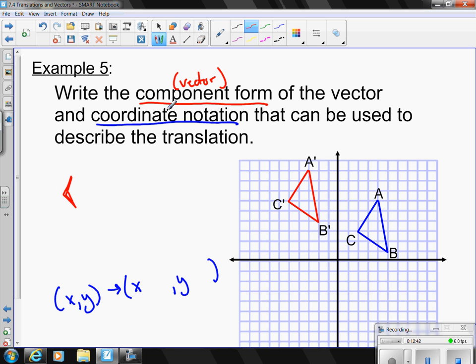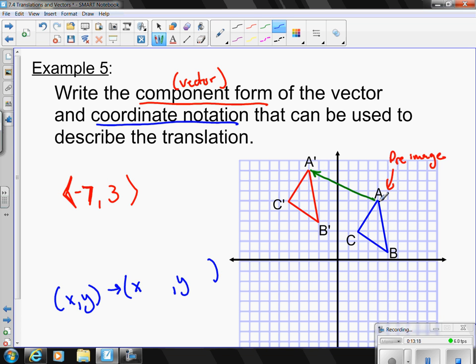All right, so identify, here is my pre-image. It's important to find that. Here's my pre-image, so I'm going this way. It's green. I'm going this way. So I went backwards 3, 4, 5, 6, 7. So I went backwards 7 and up 3. Backwards 7, up 3. Component form is <-7, 3>.